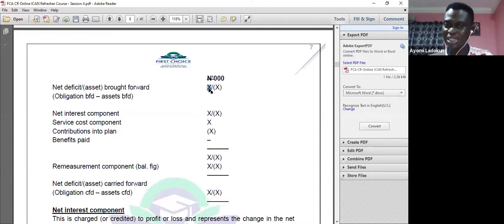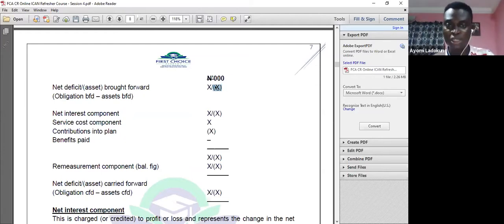This is my deficit. Can you see? It's not in brackets. That means my obligation is higher than my plan asset. But if my asset is higher than my obligation, it will be in brackets. I think that was why we had that issue over there. So I needed to quickly explain that before we go to asset ceiling. It's not the normal mathematics that if you have a liability, it should always be in brackets. It's just the opposite.